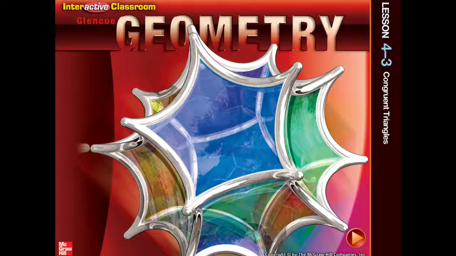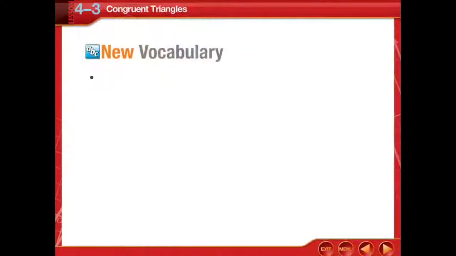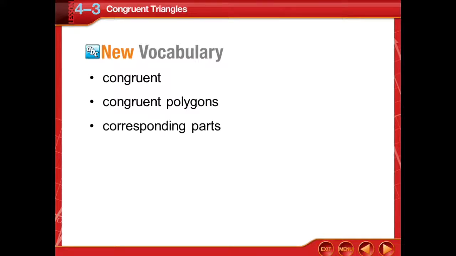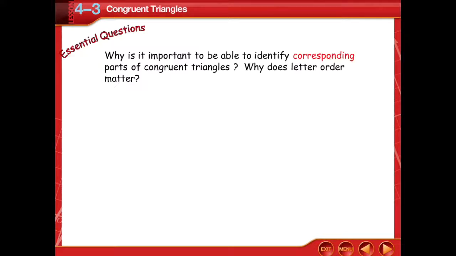Lesson 4-3, Congruent Triangles. Some vocabulary terms to keep in mind: congruent, which means equal to or the same as, congruent polygons, and corresponding parts. Why is it important to be able to identify corresponding parts of congruent triangles, and why does letter order matter?